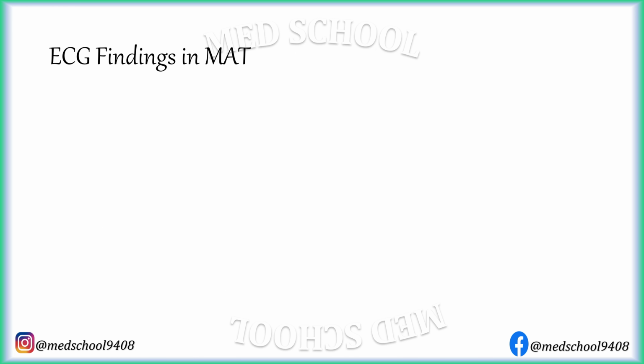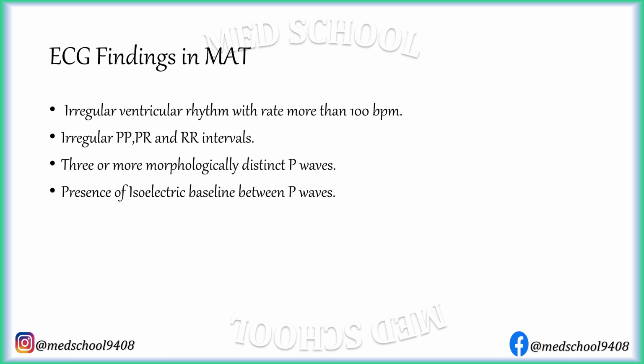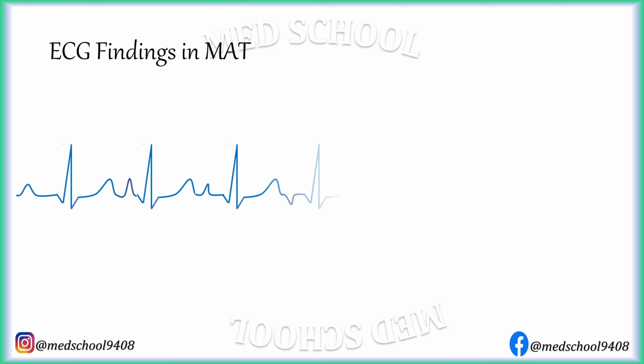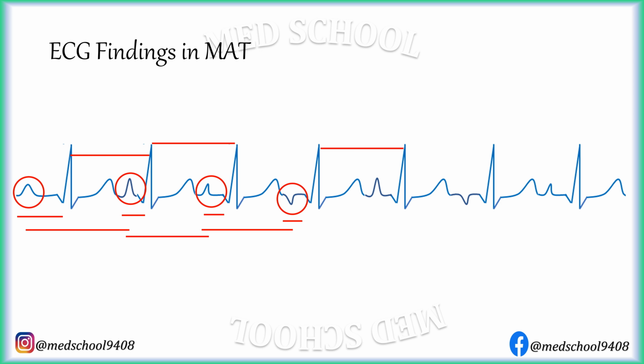ECG findings in multifocal atrial tachycardia are irregular ventricular rhythm with rate more than 100 beats per minute, irregular PP, PR and RR intervals, 3 or more morphologically distinct P waves, and presence of isoelectric baseline between P waves. Rhythm in MAT looks like this. There are more than 3 different morphologies of P waves along with ventricular rate more than 100 beats per minute. PR, RR and PP intervals are irregular. There is isoelectric baseline between two P waves.